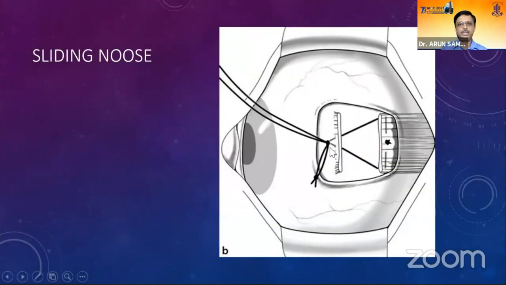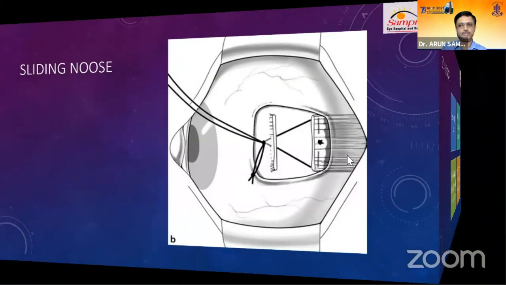So there is another technique called the sliding noose technique, where you put a sliding noose like this. So this noose can slide over the entire length of the muscle suture. So this is also a good technique incorporated by some surgeons.